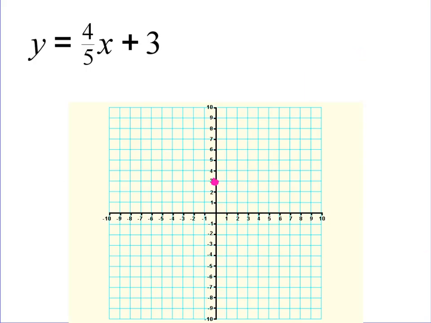I start at positive 3. This is telling me to go up 4 to the right 5. I can't repeat that pattern again because that's going to be off my graph. So remember, I can reverse the entire slope and continue on. What's the opposite of up 4, right 5? Well, that would be down 4, left 5. I can do that again. Down 4, left 5, and there's my line.